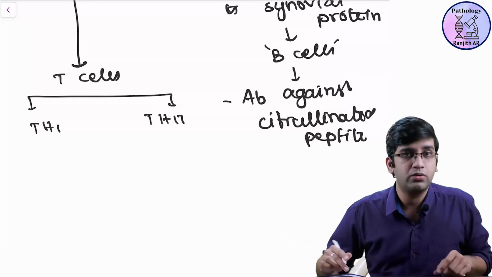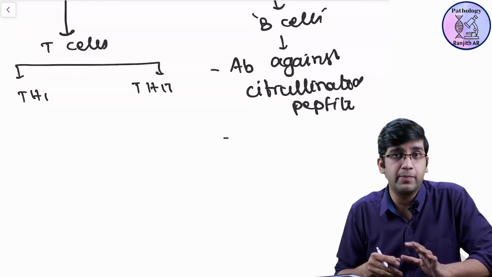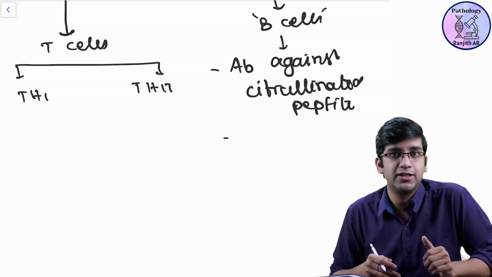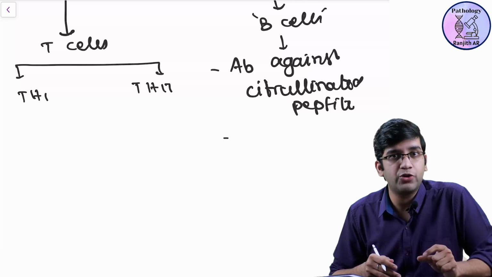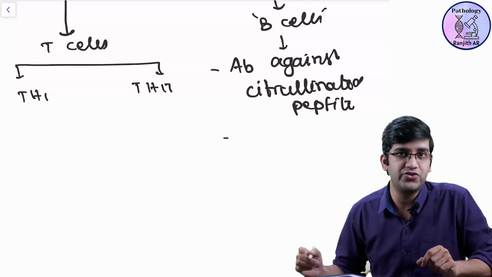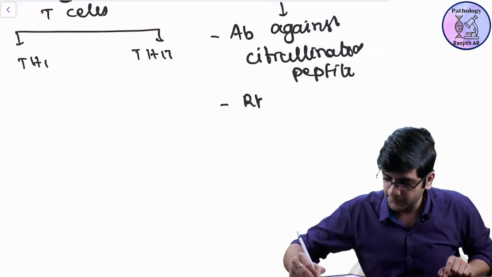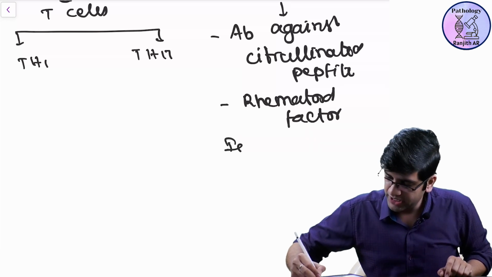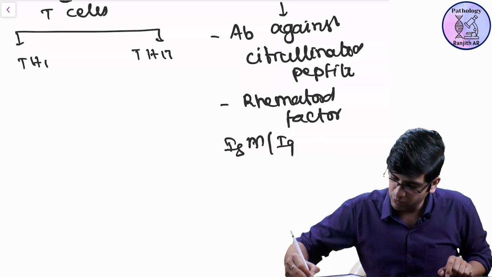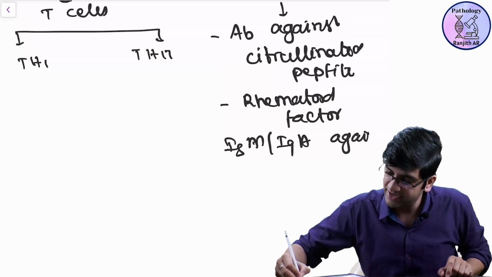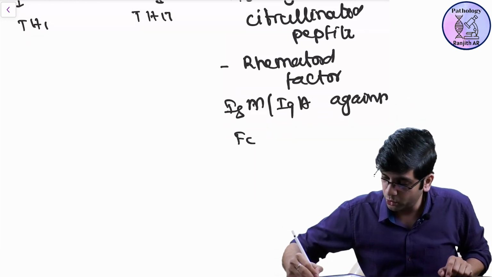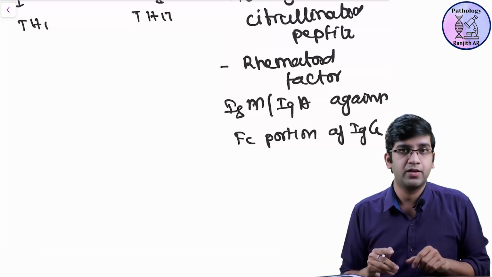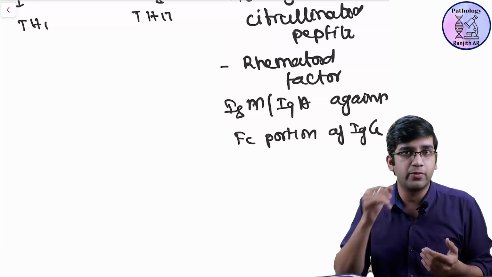Also, due to some altered tolerance, most of the patients with rheumatoid arthritis have something circulating called rheumatoid factor, which is an IgM or an IgA antibody against the Fc portion of immunoglobulin G, right? So they have something called a rheumatoid factor. Rheumatoid factor is nothing but an IgM or an IgA antibody against, that's very interesting, right? Against the Fc portion of immunoglobulin G. It's against an immunoglobulin. I'm having an autoantibody formation, right?